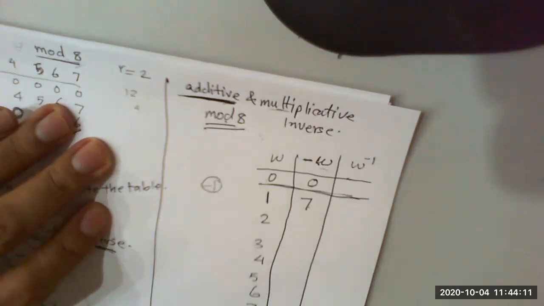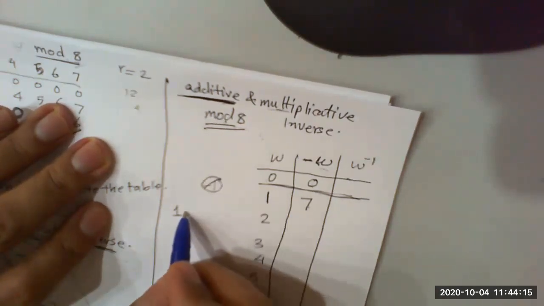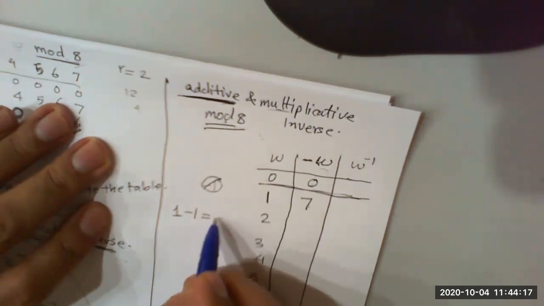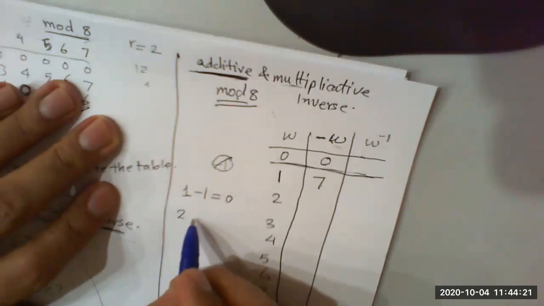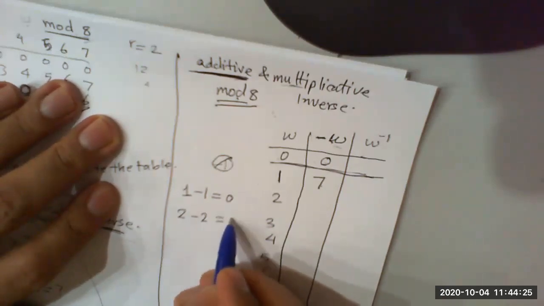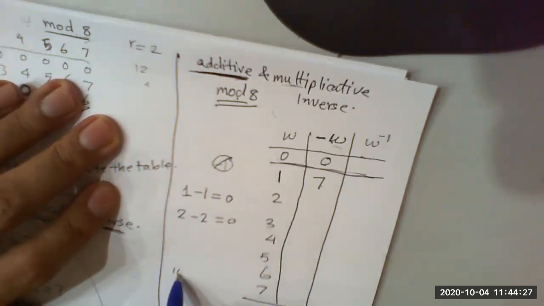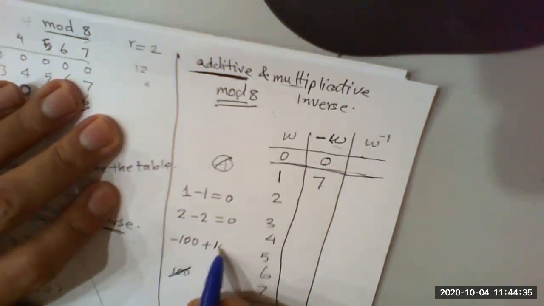What is the meaning of additive inverse? For 1, I have an additive inverse of -1 because the sum is 0. For 2, the additive inverse is -2. This leads to 0. For 100, okay, let's talk about a different way. -100 is the additive inverse of 100 because the sum will lead to 0.